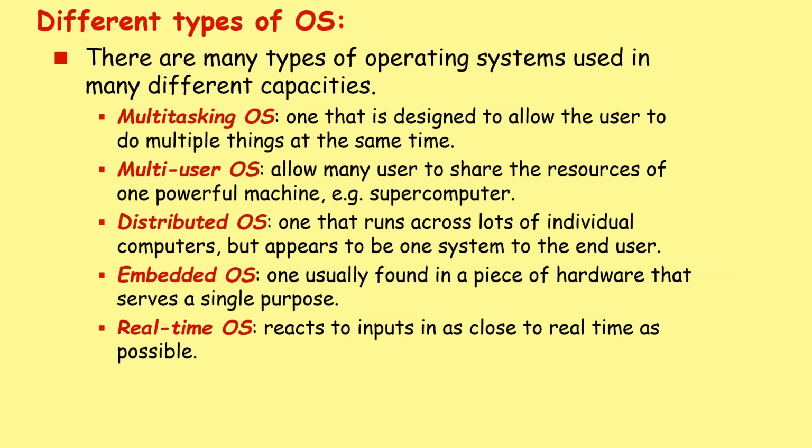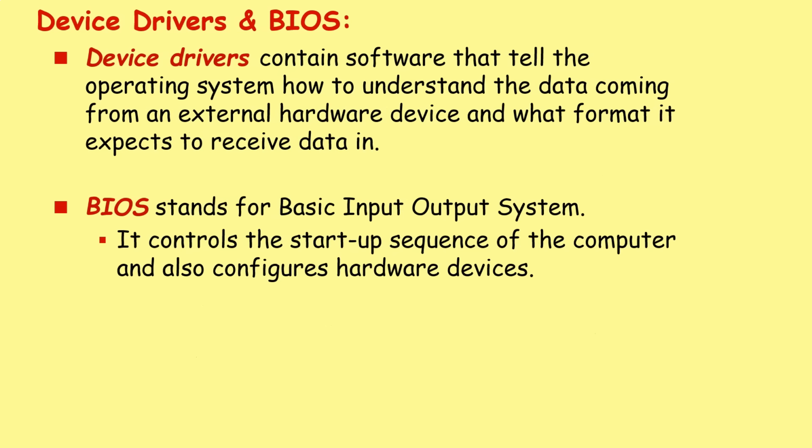An embedded OS is one usually found in a piece of hardware that serves a single purpose, and a real-time operating system reacts to input as close to real-time as possible. Device drivers contain software that tells the operating system how to understand the data coming from an external hardware device and what format it expects to receive the data in.